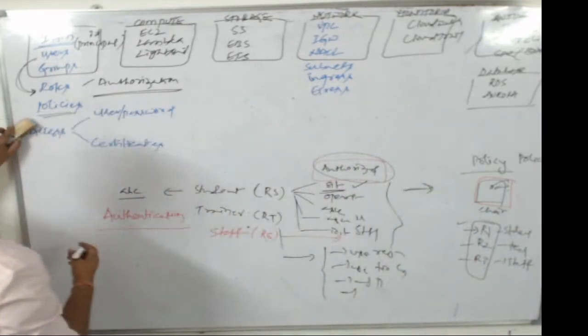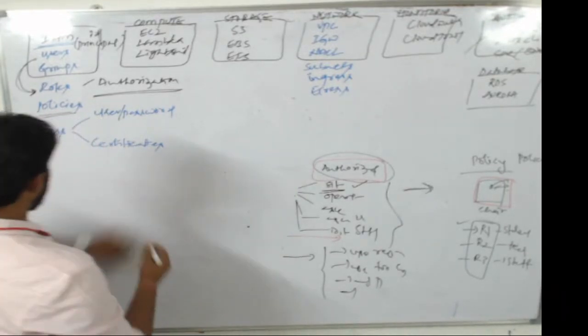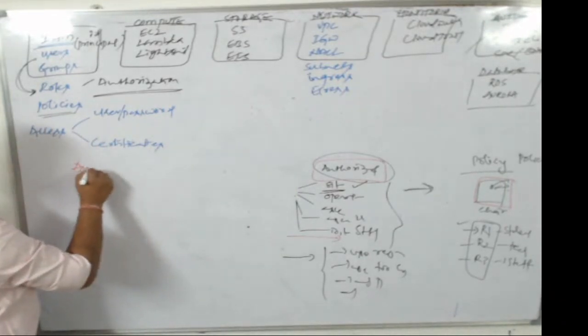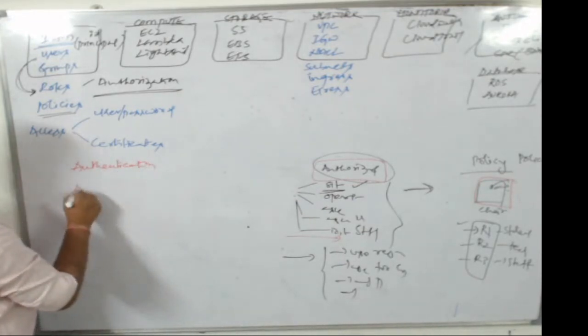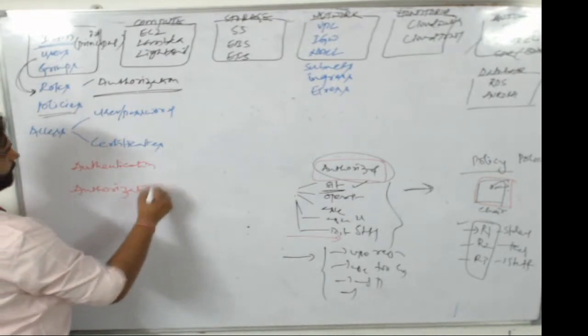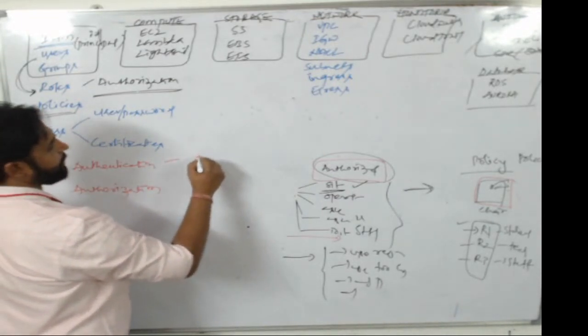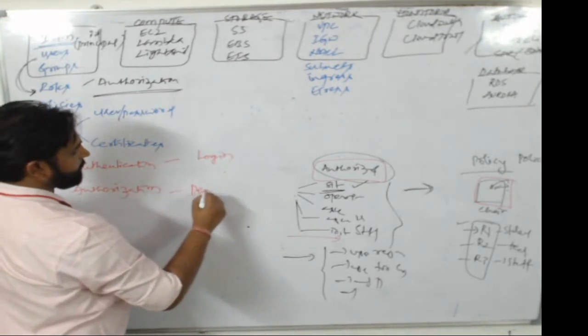So let's try to summarize everything. So you have authentication, then you have authorization. Authentication is usually login. Authorization is performing an action.